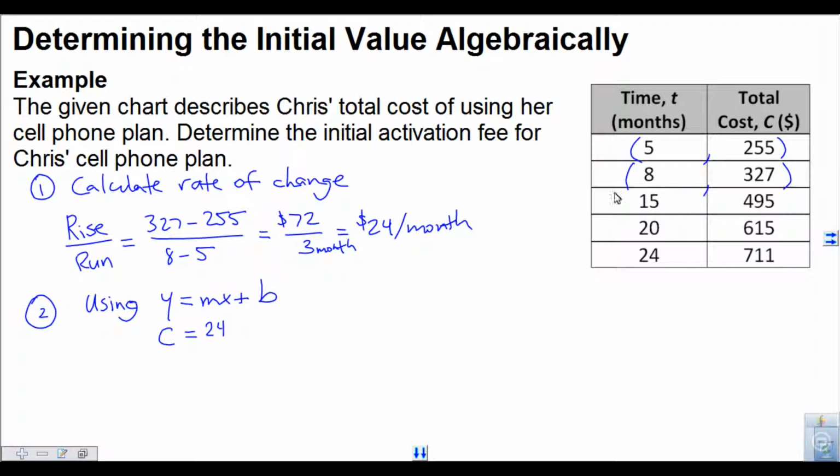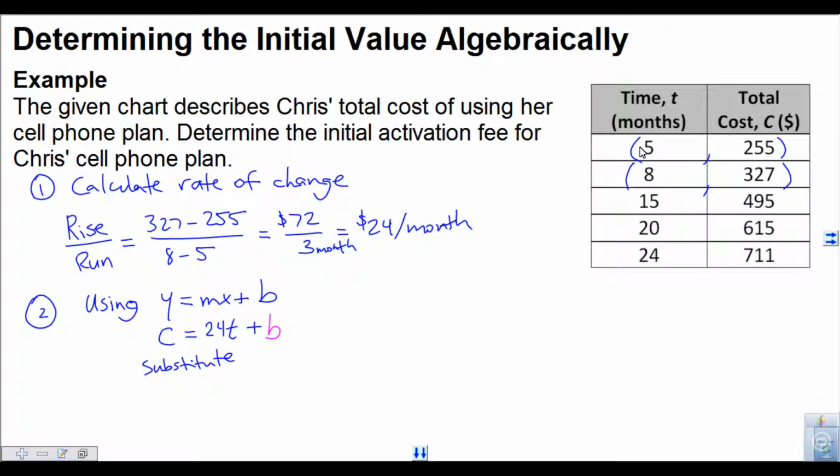Now instead of x, it's whatever the variable is in the x column. In this case, it's t plus b. Like, I don't know what the initial value is. That's what I'm going after. So what I can do now is I'm going to substitute values for t and c.